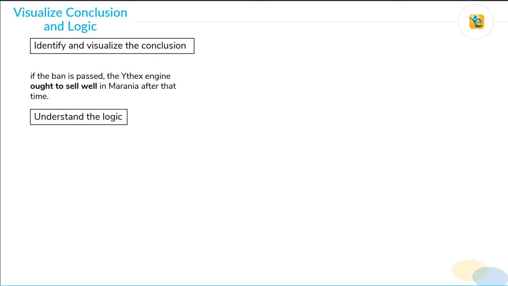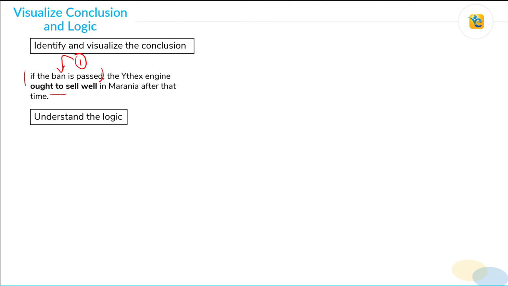The conclusion, as we discussed, is that if this ban is passed, then the Ythex engine ought to sell well in Marania after that time. There are two aspects that I want to draw your attention to. Firstly, if the ban is passed means that this is a conditional, hypothetical conclusion. We don't know if the ban is actually going to be passed. We have no idea. But the conclusion is, in the case that the ban is actually passed, then the Ythex engine ought to sell well in Marania after that time.